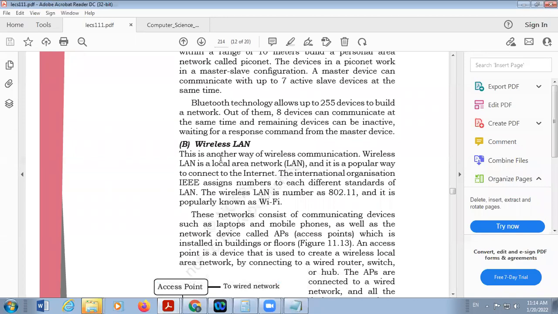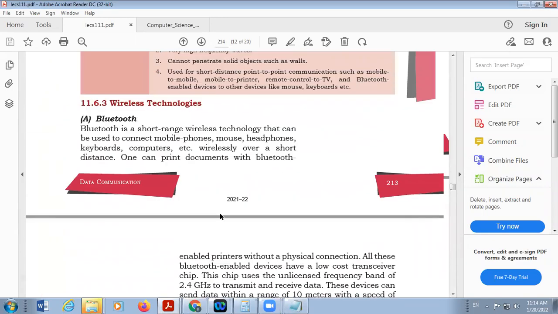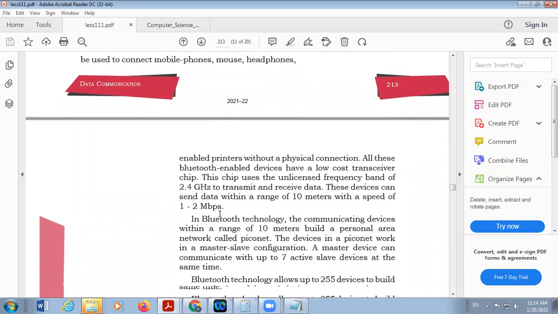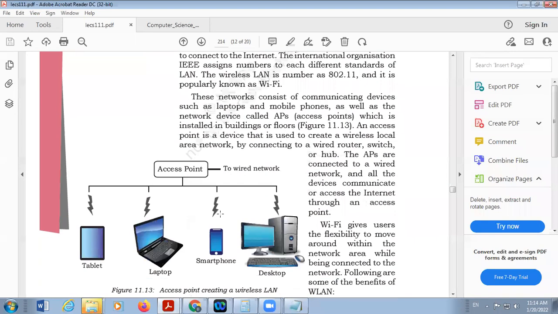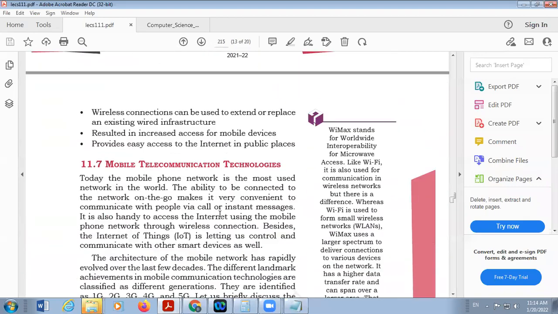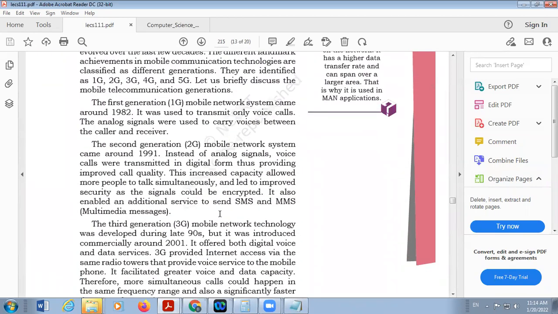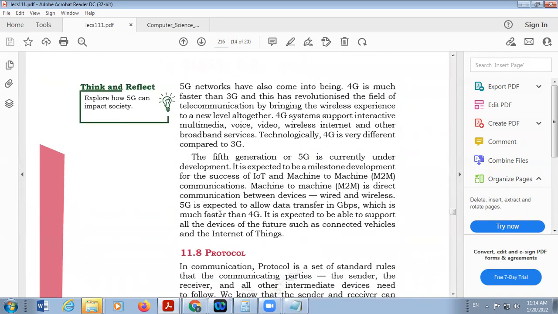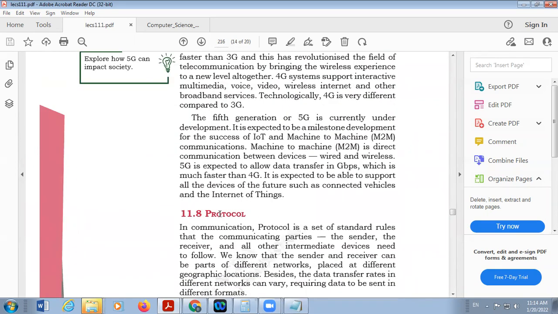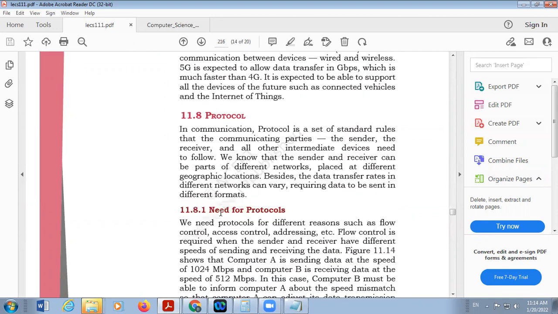Students, here is some discussion about wireless technologies like Bluetooth, wireless LAN. But these are not in the syllabus. Is syllabus mein nahi hai. After completing the syllabus, we will discuss the rest of the terms which are not in the syllabus in order to cover this. So we will discuss them as well.